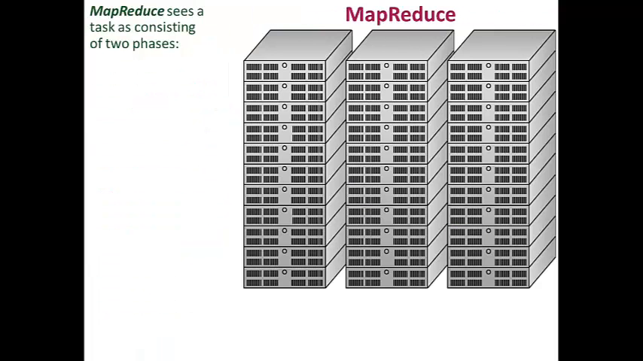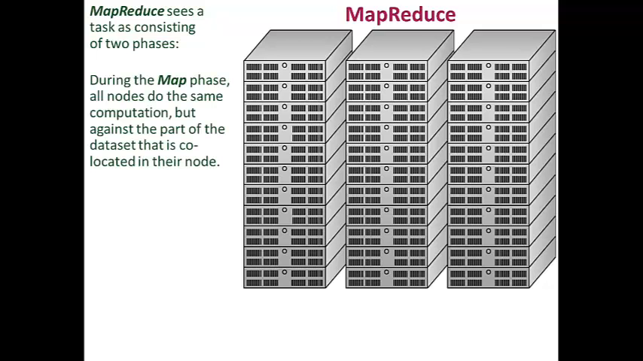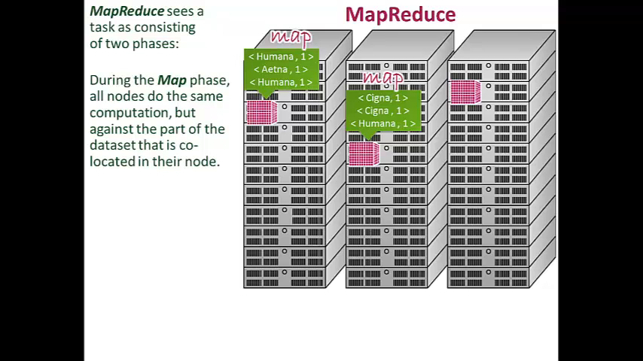MapReduce sees a computational task as consisting of 2 phases. During the map phase, all nodes will do the same computation, but against the part of the dataset that is co-located in their node. Here, I'm illustrating each map performing a word count operation on unstructured data. Each time the map function comes across a word, it counts it by creating a key-value pair that contains the word and a count of 1.